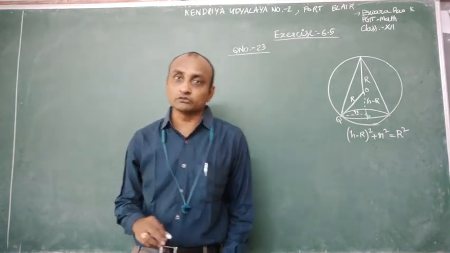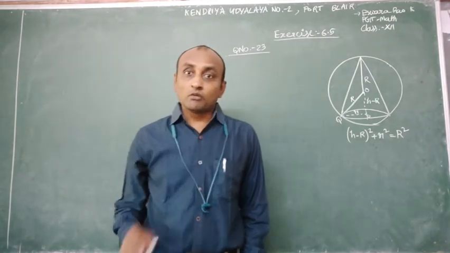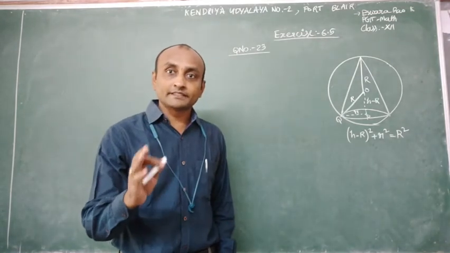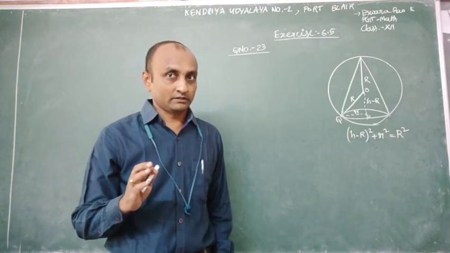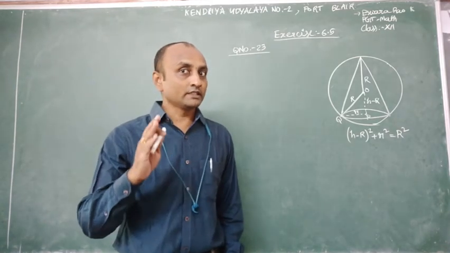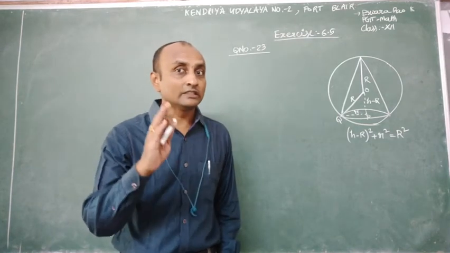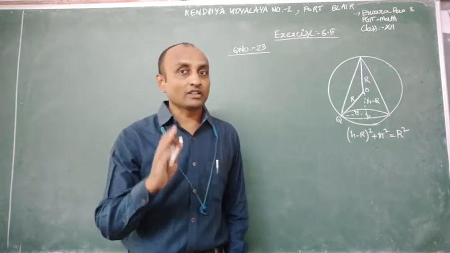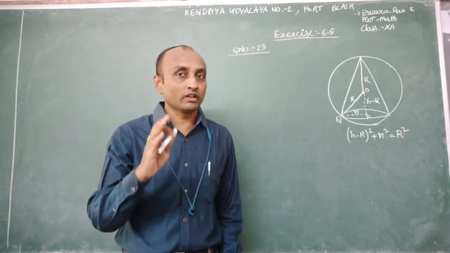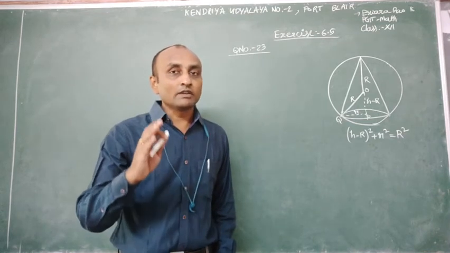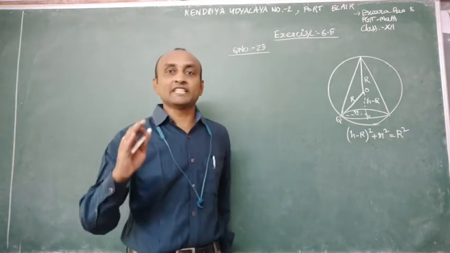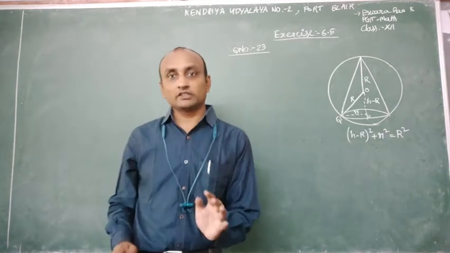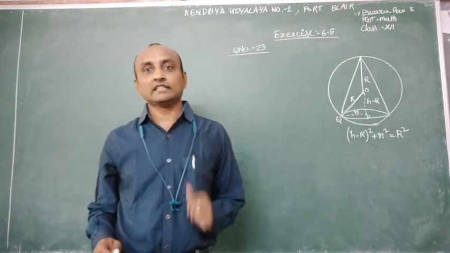Now we have to prove. So remember, the volume of the largest cone inscribed in the sphere is 8 by 27 times the volume of the sphere. The cone is largest means the volume of the cone must be maximized. That means the volume of the cone should be expressed in one variable. After that, you should do first derivative test and second derivative test.